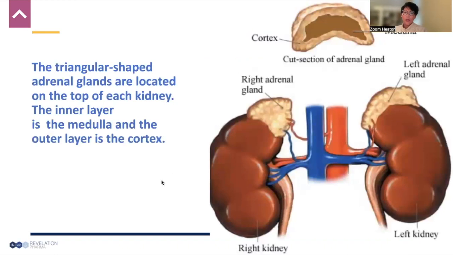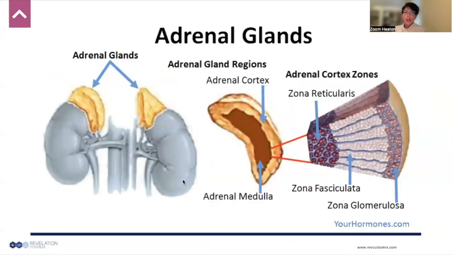So the adrenal glands are two tiny glands that sit on top of your kidneys, and they are triangular shaped. They almost remind me of party hats. And there are two layers. There is the outer layer, which is the adrenal cortex, and the inner layer, which is the adrenal medulla. And here, with this cross section, we can actually see the three zones in the adrenal cortex.